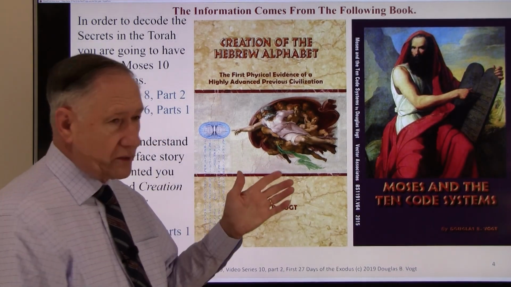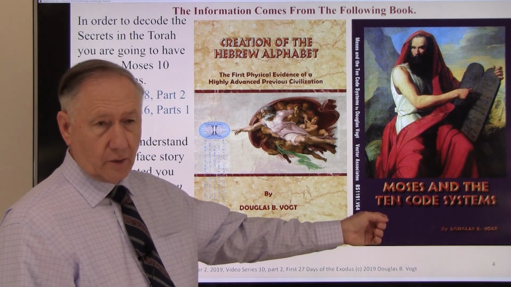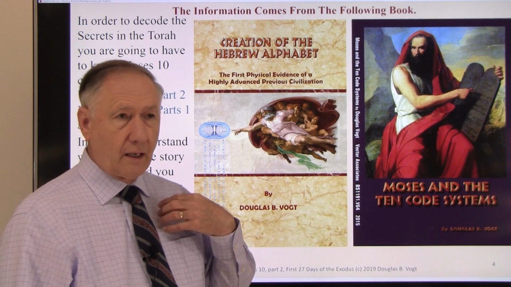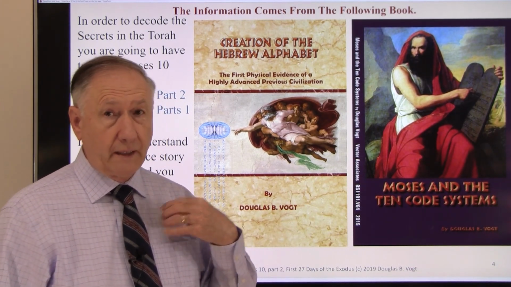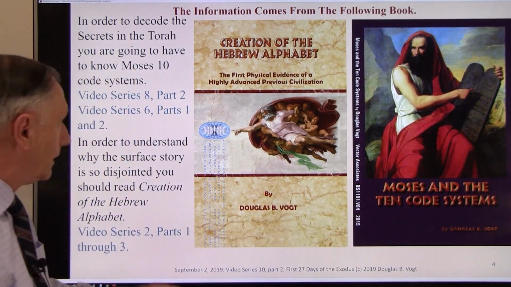You can't figure any of this stuff out, the Torah, unless you know Moses' 10 code systems. That's the reason I was able to figure out what anthropologists and Bible scholars before me never did figure out. You have to know this first.